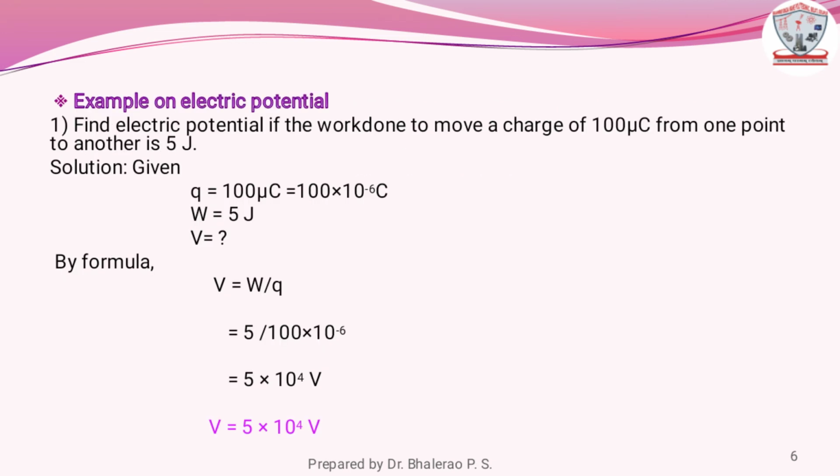Now the example on electric potential. Number 1: find the electric potential if the work done to move a charge of 100 microcoulomb from one point to another is 5 joule. Then the solution.